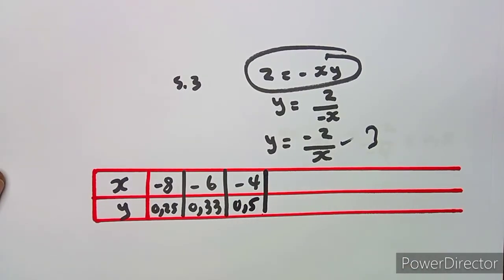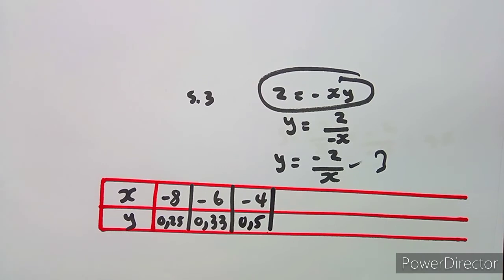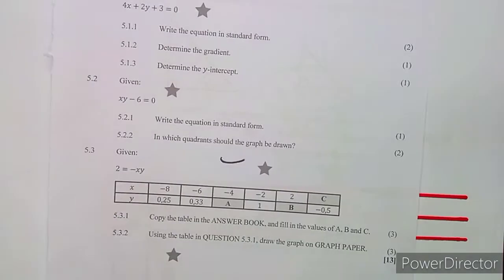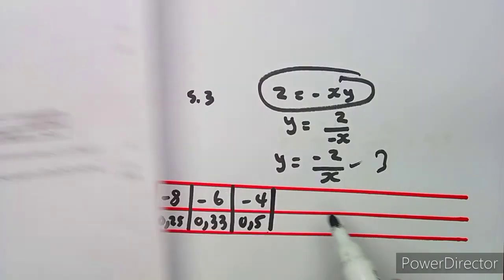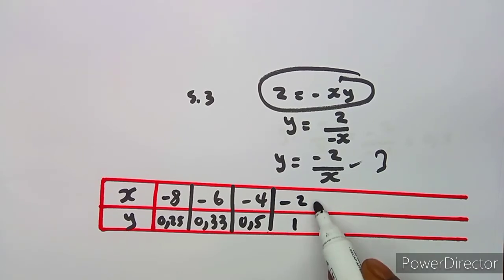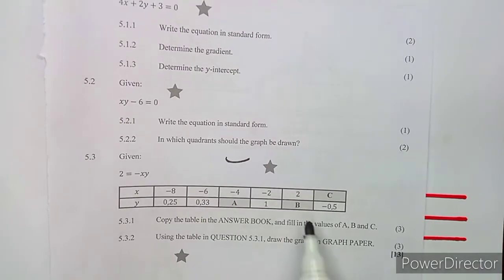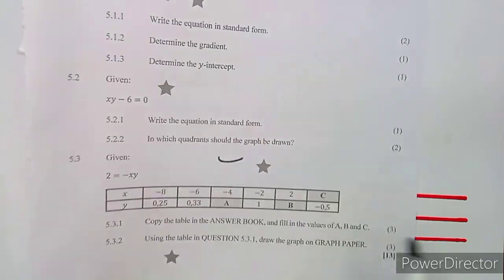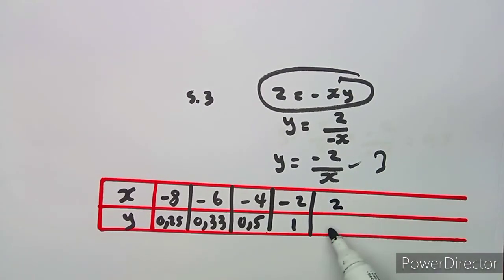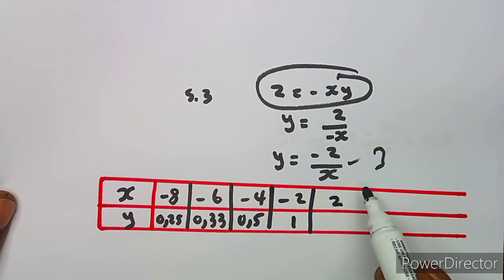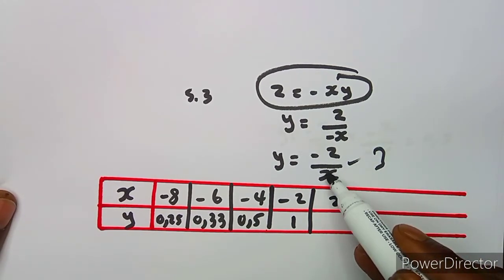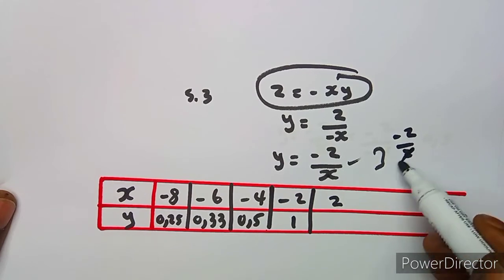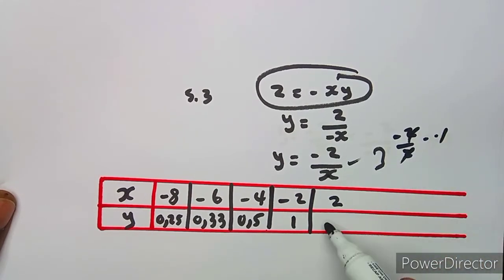All right. Then we move on to minus 2. We are given minus 2 and 1. Then 2 and b. We need the corresponding value for 2 here. This is the value of x, so just substitute: minus 2 over 2, which is going to give us minus 1. So we've got minus 1 there.